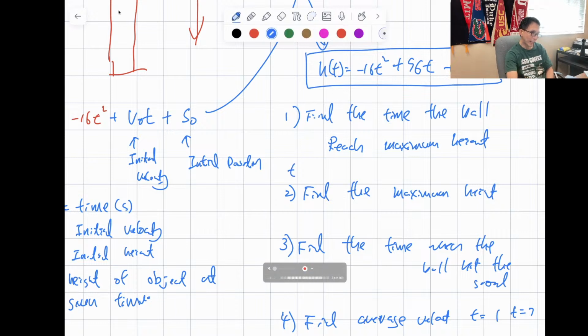So guys, find negative b over 2a, right? Negative what? Minus 96 over 2 times negative 16. Is that okay? That's 96 over negative 32, which is equal to 3. It takes 3 seconds to reach maximum height. Am I going too fast? Everybody should know how to do this. Negative b over 2a. That's why we use the axis of symmetry.